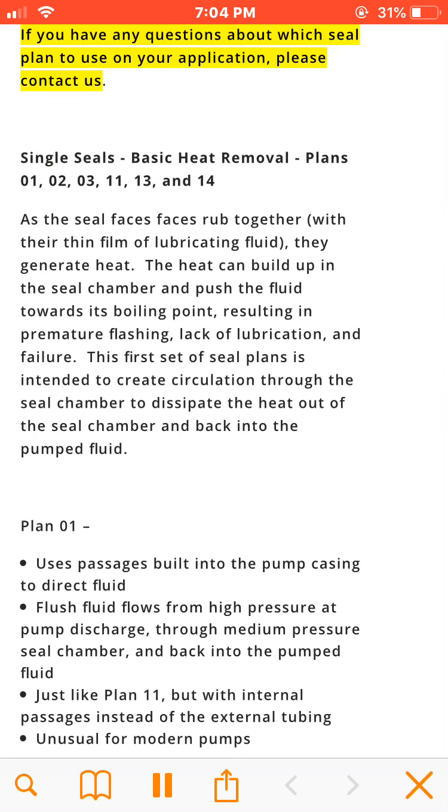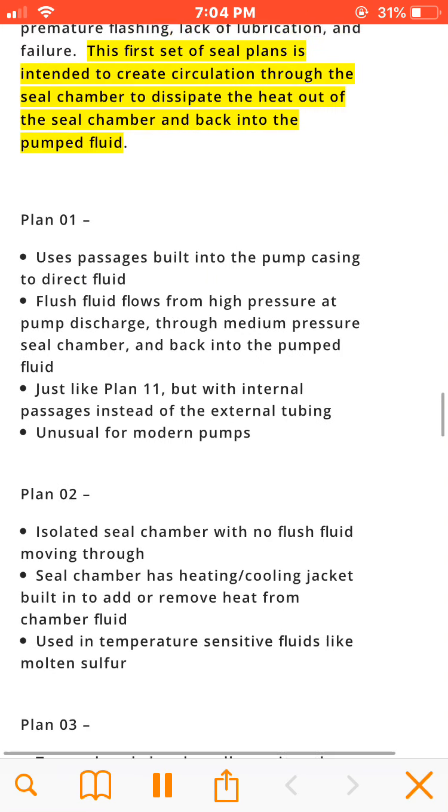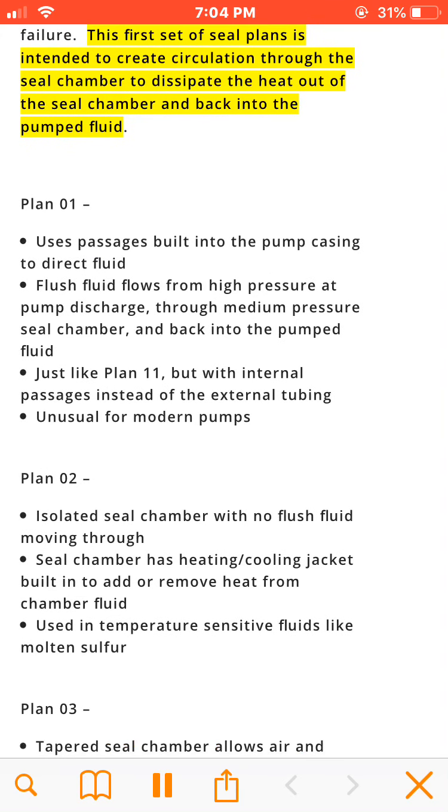Single seals, basic heat removal, plans 01, 02, 03, 11, 13, and 14. As the seal faces rub together, with their thin film of lubricating fluid, they generate heat. The heat can build up in the seal chamber and push the fluid towards its boiling point, resulting in premature flashing, lack of lubrication, and failure. This first set of seal plans is intended to create circulation through the seal chamber to dissipate the heat out of the seal chamber and back into the pumped fluid.